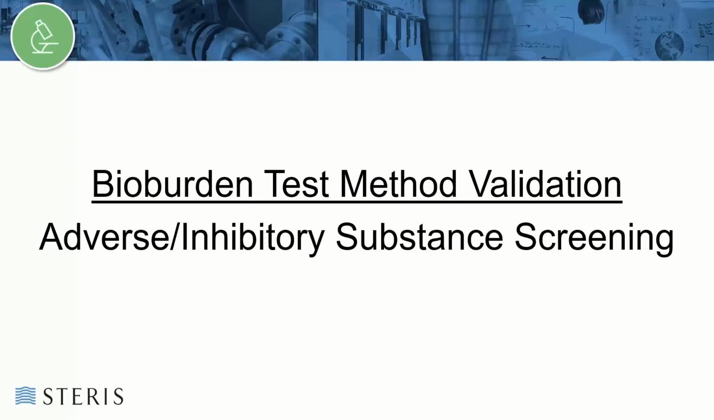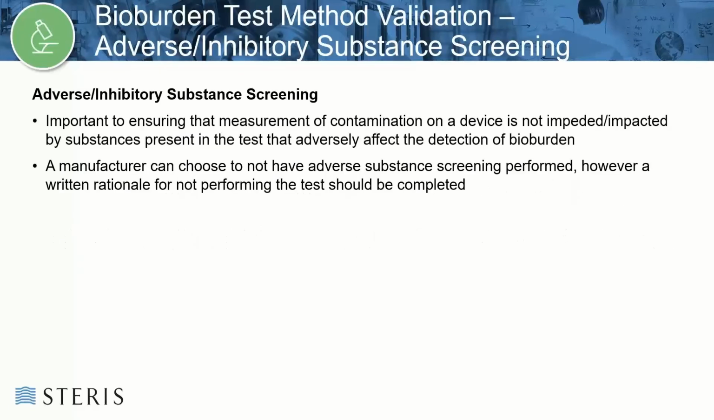The second component of the bioburden method validation for consideration is the adverse or inhibitory substance screening. Adverse or inhibitory substance screening is important to ensuring that the measurement of contamination on a device is not impeded or impacted by substances present in the test that could adversely affect the detection of bioburden, thus giving the appearance of low bioburden test results. The substances present do not inactivate or kill microorganisms, they merely inhibit them from replicating.